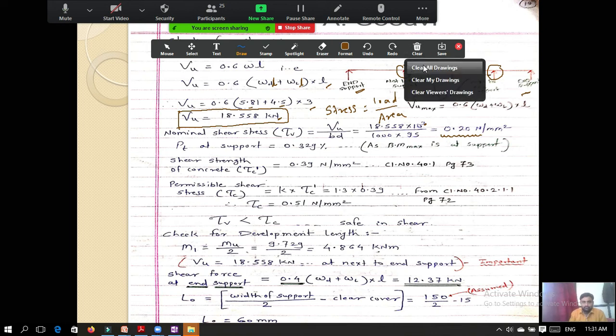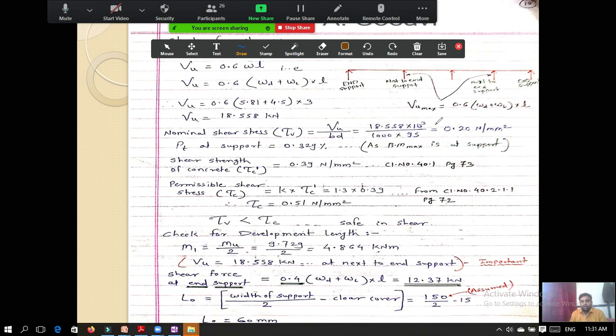Now, after the calculation of nominal shear stress, normally the maximum value of shear force is always at the support. It is not always maximum at the center. Shear force is always maximum at the support. In our case, we got the maximum value of shear force at the support which is next to the end support.